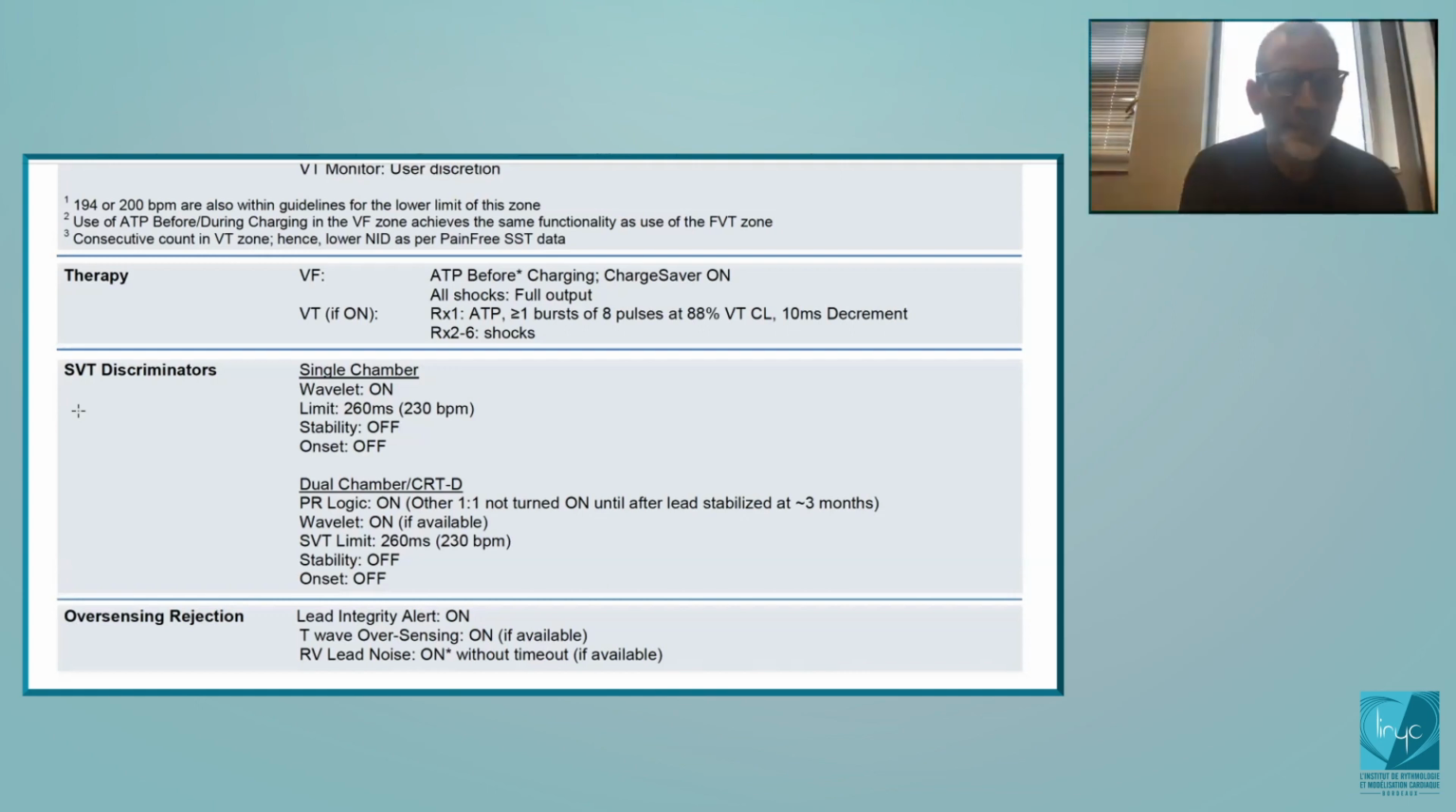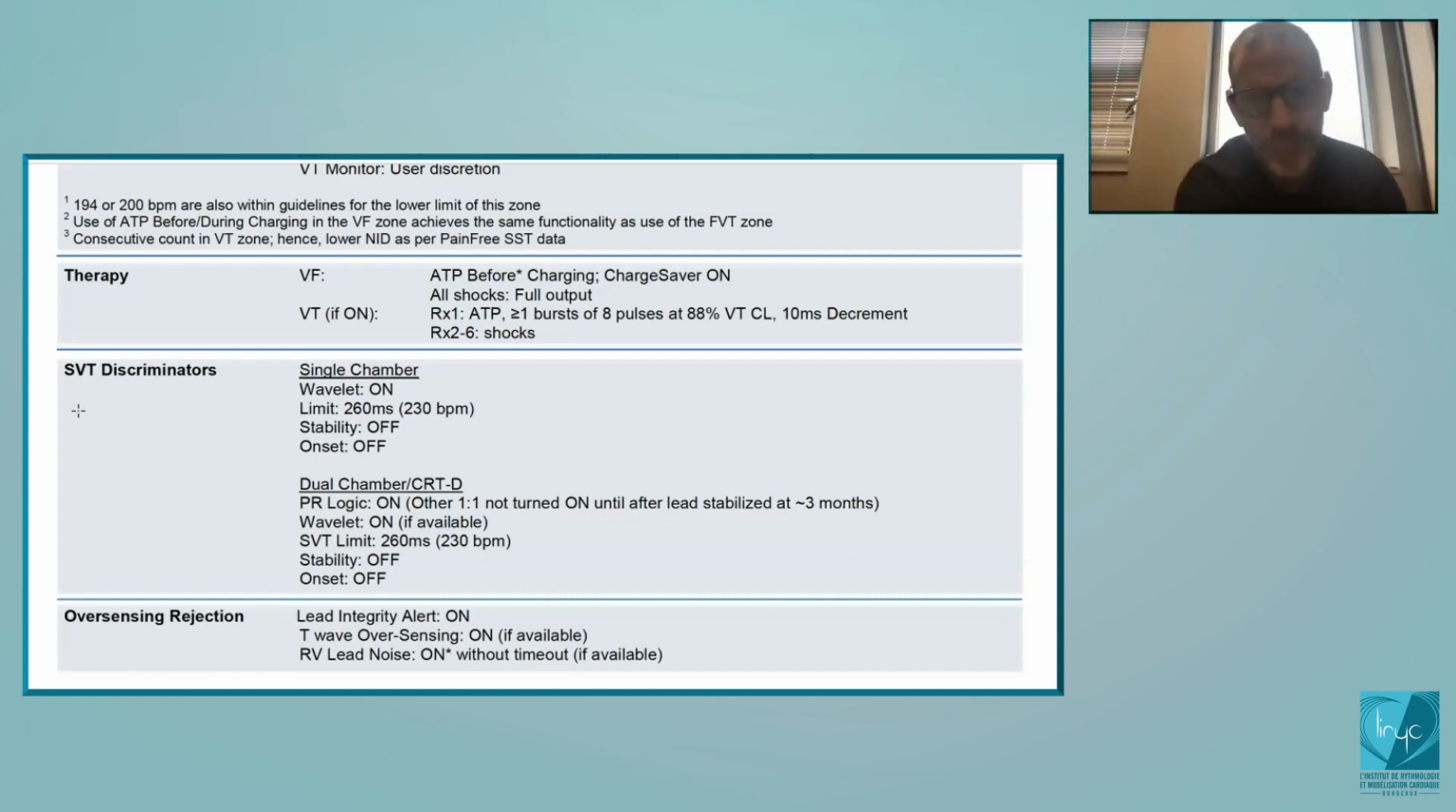We will see that in a single lead ICD, you have the choice between three discriminators: the wavelet, the stability, and the onset. And what is recommended is to program just the wavelets, only the analysis of the morphology. We will see that you can program it even inside the VF zones, and then there is an SVT limit at 230 beats per minute. What it means is that you can ask for a discrimination of the arrhythmia up to a rate of 230 beats per minute.